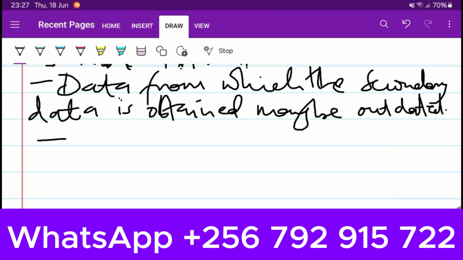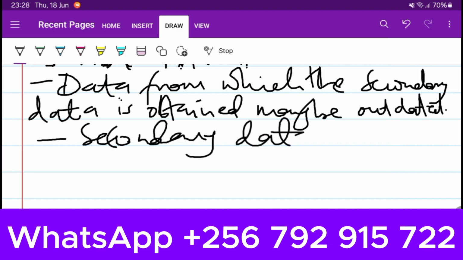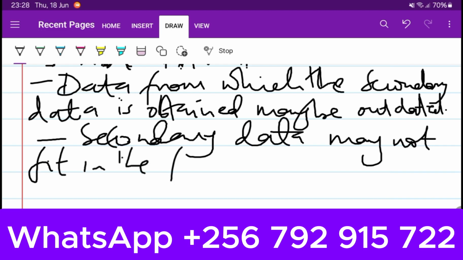The other is that secondary data may not fit in the framework of the research factors.